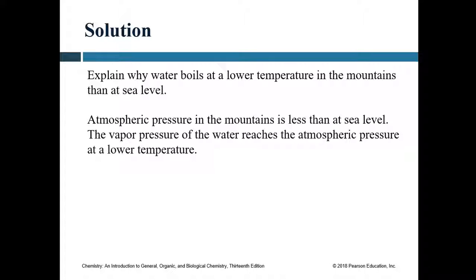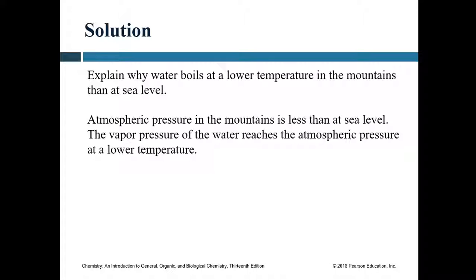If you have ever tried to boil potatoes when you're out camping or vacationing up in the mountains, like at Flagstaff, and it takes forever to boil those potatoes, that's because the water is boiling at a lower temperature because there's not as much pressure pushing down on it to keep that vapor pressure lower. If there's less air pressure pushing down on it, it's much easier for the water to boil. And so it's going to boil at a lower temperature, which means it's going to take longer for you to cook.